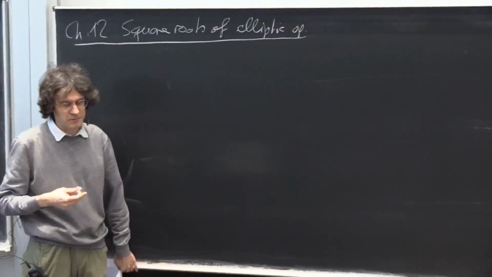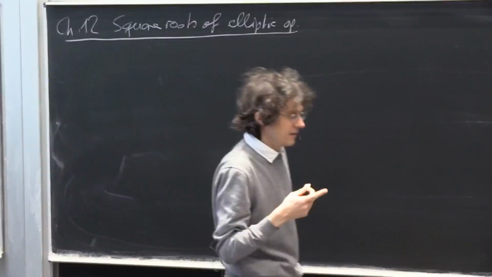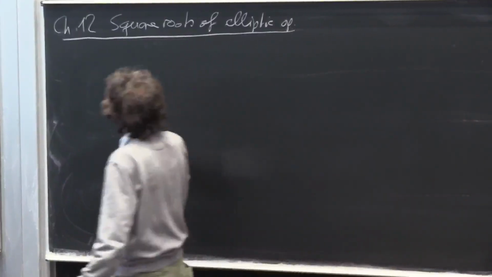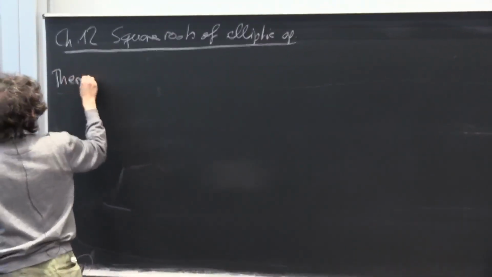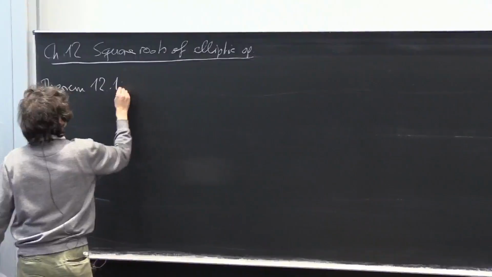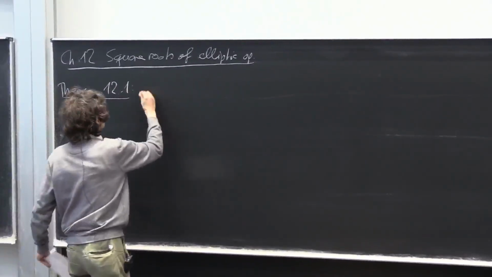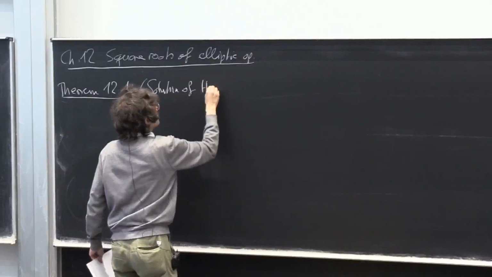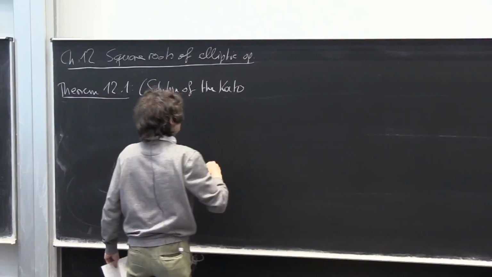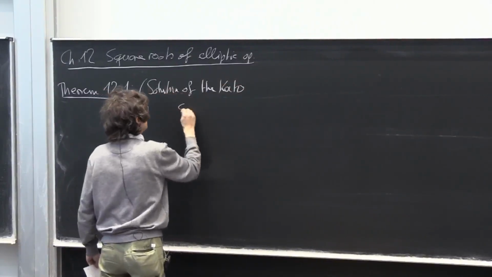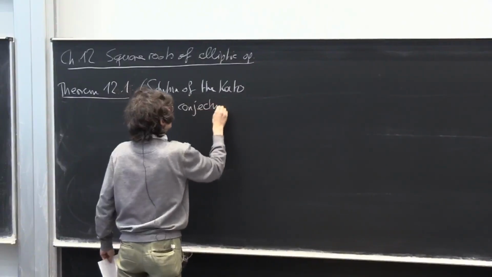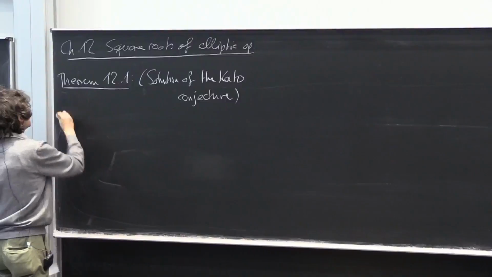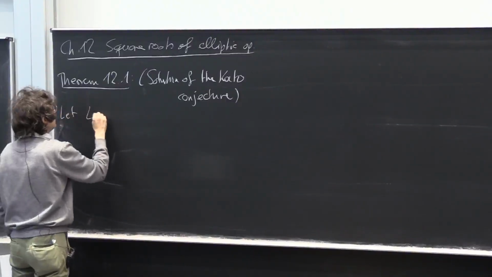In chapter 12 we will do a first reduction step, and then lectures 13 and 14 will be dedicated more or less to the proof of this theorem, which is the solution of the Kato conjecture. So somehow the grand finale of this year's ISem. And so what does this say?